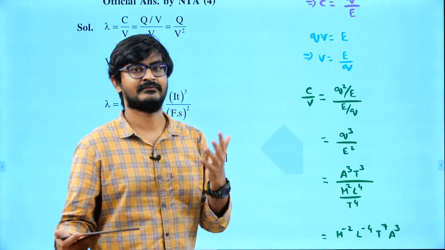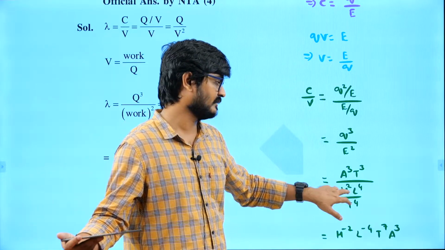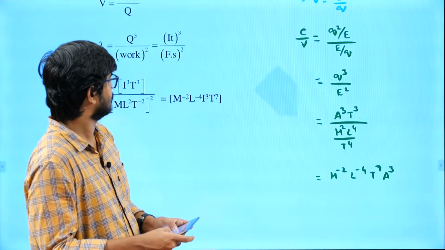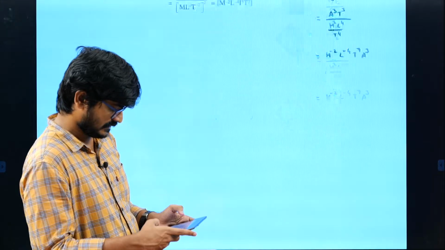mv square, ml square by t square, ml square by t square whole square will be m square l power 4 by t power 4. So from there you will directly get the required answer. That's a direct question, so I don't have to explain much in that.